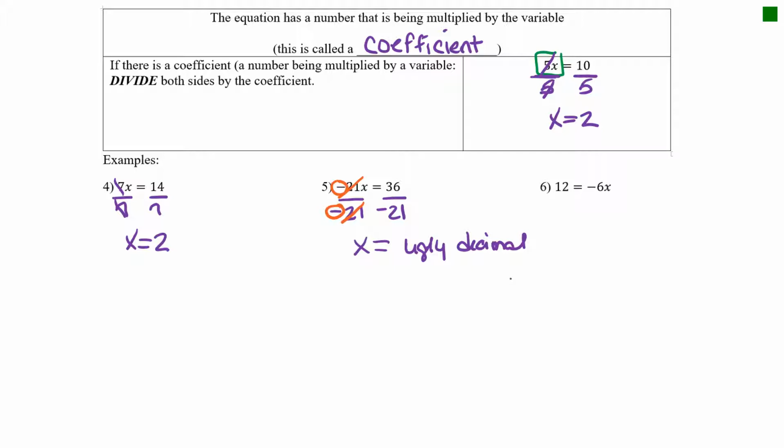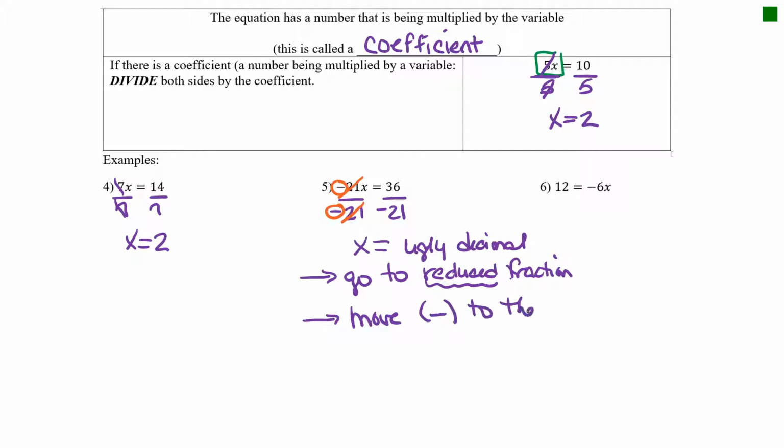And that's ugly. So if it is ugly, here's the rule. You're going to go to a reduced fraction. Are you writing this down? This is the stuff you need to write down, okay? Go to a reduced fraction. What that means is you can use your calculator, but in order to do that, you first have to move that negative sign to the numerator, otherwise known as the top. So what you've got now is x equals negative 36 over 21.